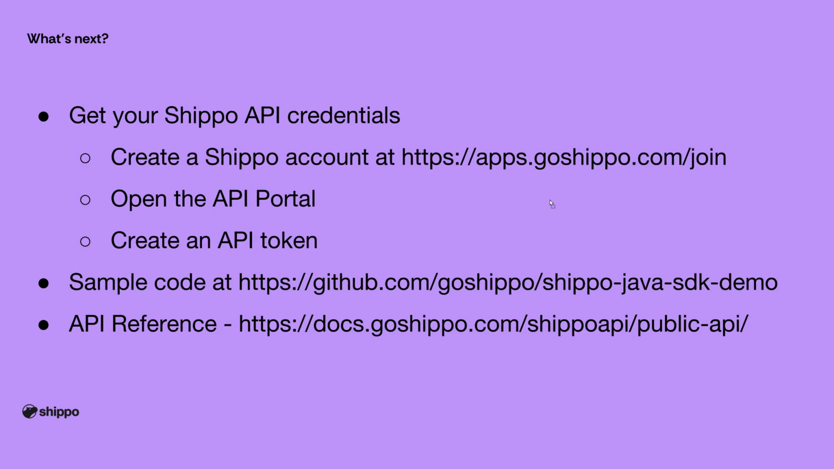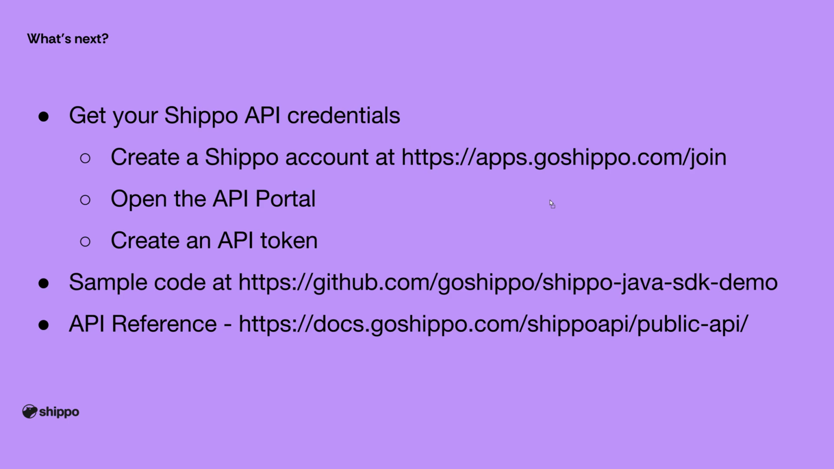Well, get a set of Shippo API credentials. If you don't already have a Shippo account, you can create one by navigating to apps.goshippo.com/join. You'll set up a username and password, and once you've created an account, you can use the API portal to manage your API tokens. And again, what I would recommend is during development, use a test API token to ensure that you don't inadvertently get charged for labels that you may be generating during development.